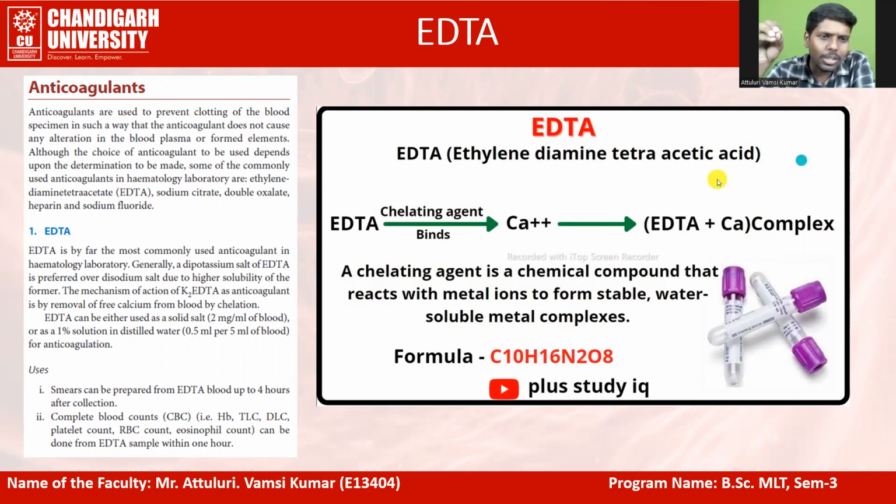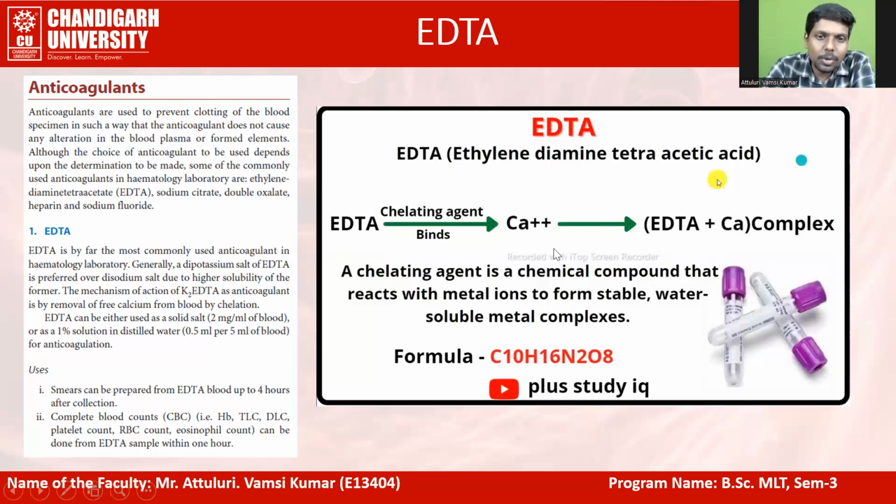The ideal concentration of EDTA is a 1% solution, dissolved in 0.5 ml of blood. So what are the uses of EDTA? EDTA is one of the most commonly used anticoagulants in the clinical laboratory. It will keep the blood in a fluid state for up to 4 hours after collection. It is used for testing CBC, complete blood count, such as hemoglobin estimation, total leukocyte count, differential leukocyte count, platelet count, red blood cell count, and eosinophil count. All these can be done with the help of EDTA.